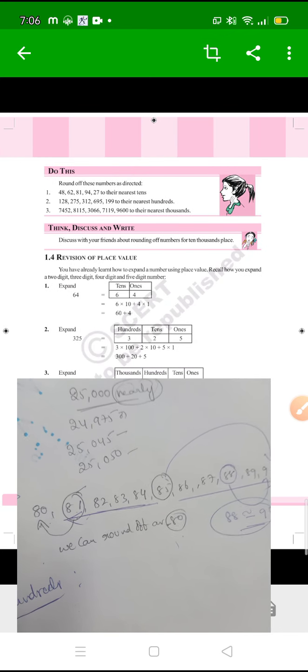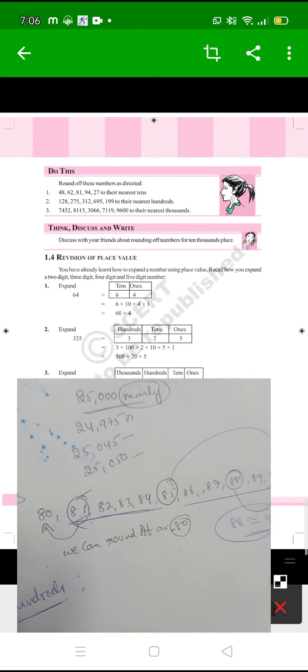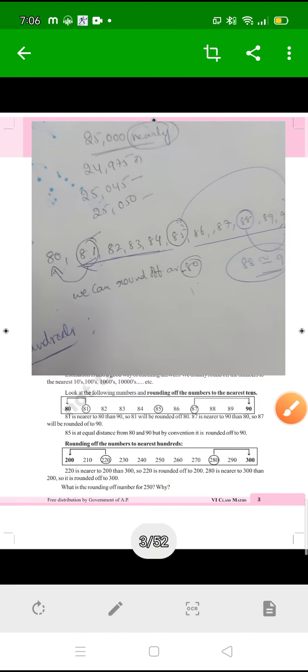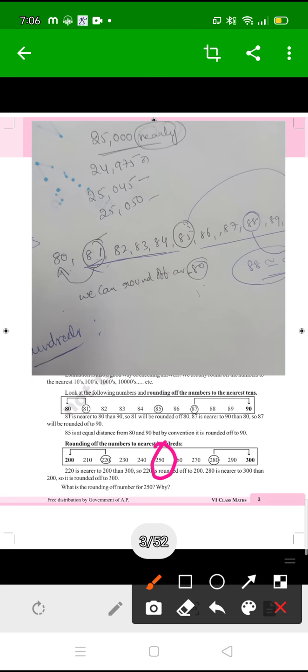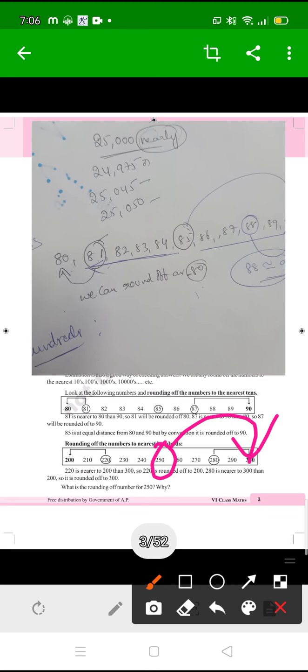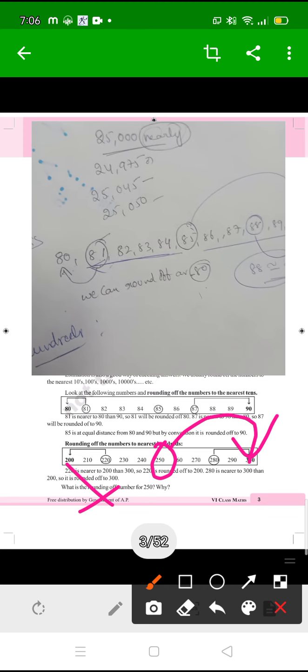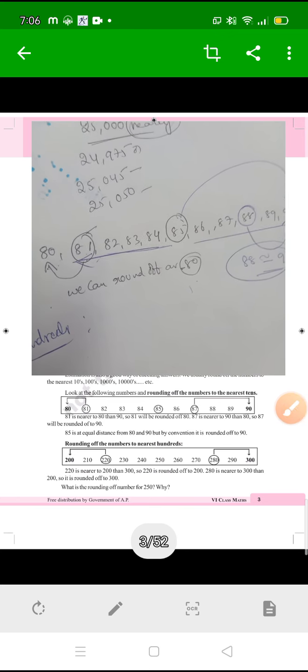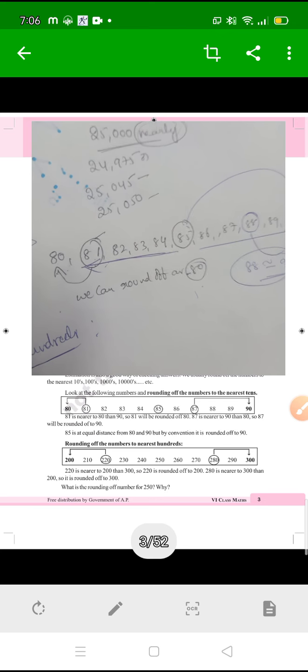I already told you, in the tens place, 85 is rounded off to 90. Same way, 250 is rounded off to 300, not 200. By convention, it is rounded to 300.